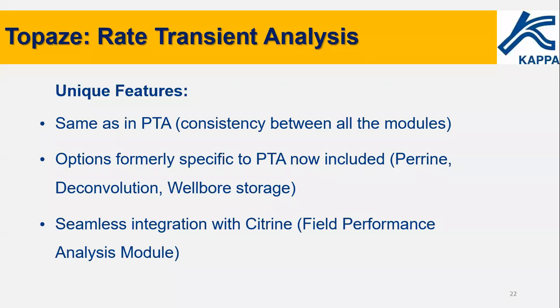So Perrine is the equation methodology used for the multiphase. Whenever you have multiphase, and say if you have oil, water, gas, and you want to estimate the oil permeability with respect to water, during that time you can use the Perrine equation. Deconvolution was not there.